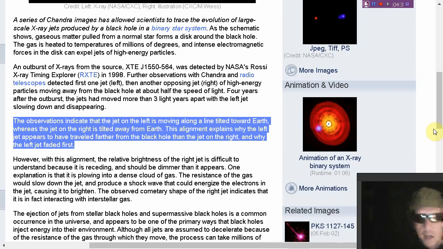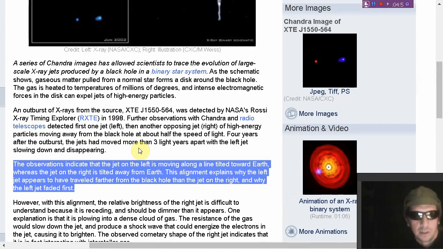The observations indicate that the jet on the left is moving along a line tilted toward the Earth, whereas the jet on the right is tilted away from the Earth. This alignment explains why the left jet appears to have traveled farther from the black hole than the jet on the right, and why the left jet faded first. Quite an interesting scenario here.